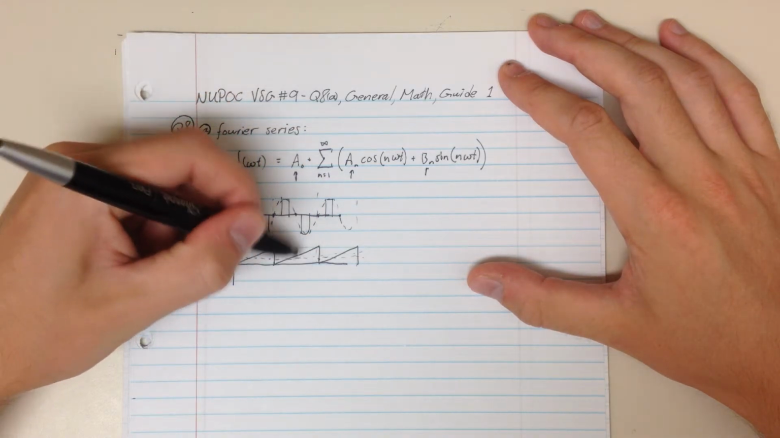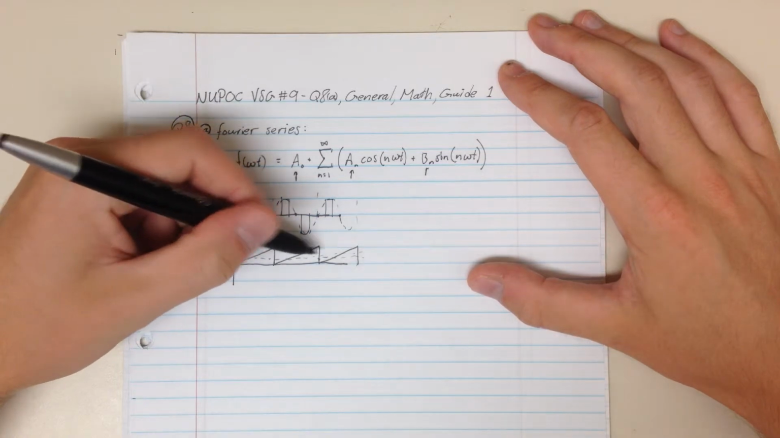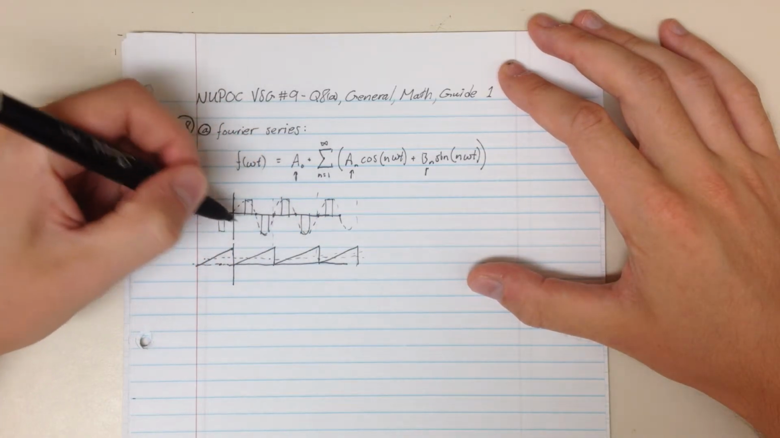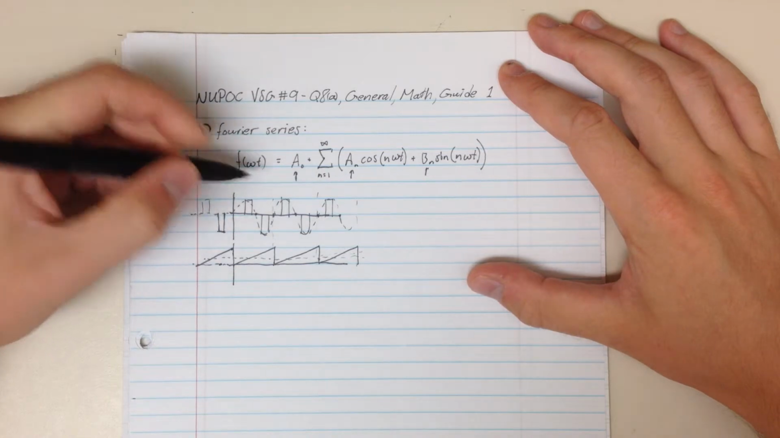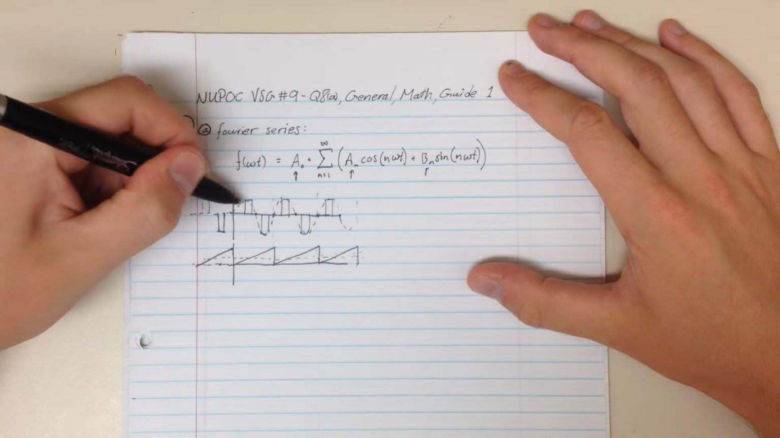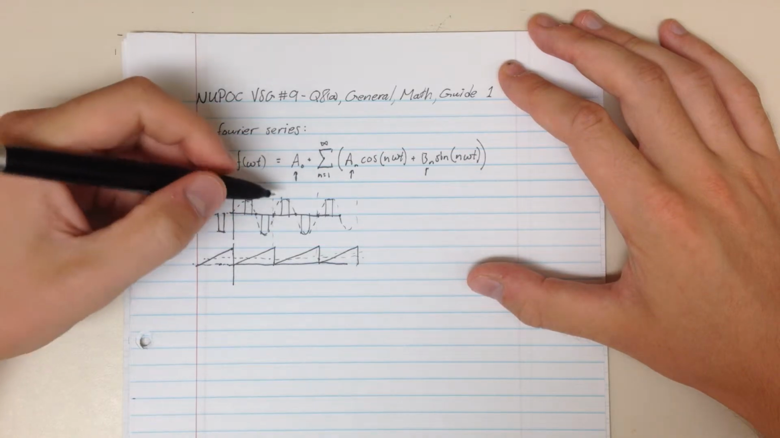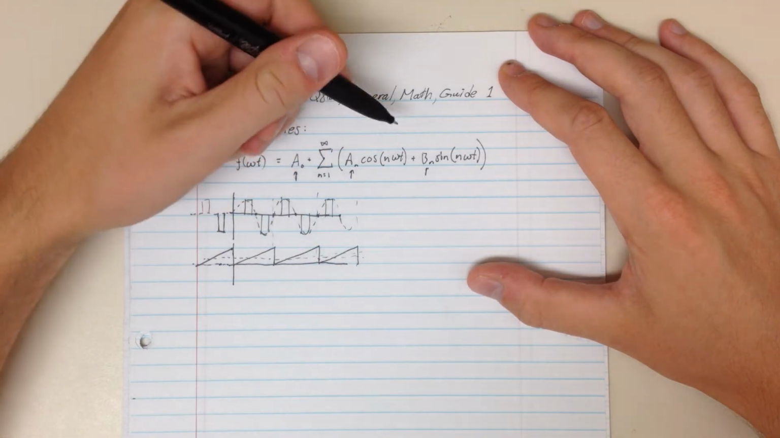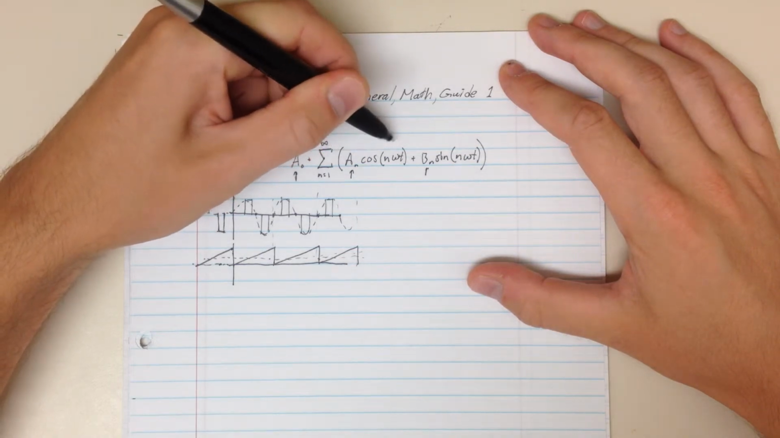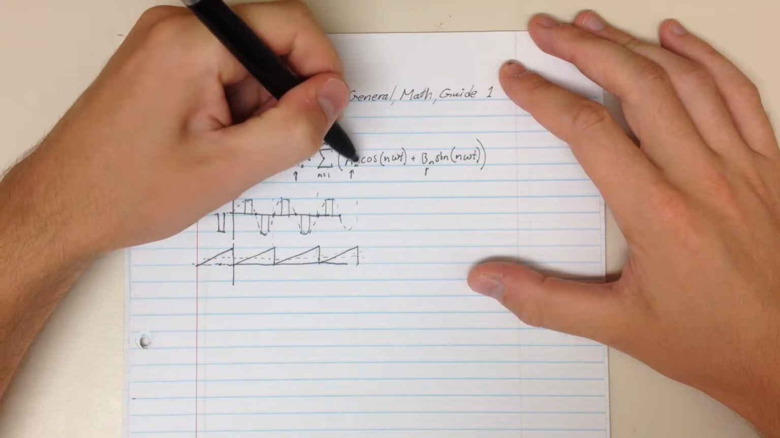But you can see that it has a non-zero A0, so it has an average value. Also note that this function here has odd symmetry. f of x equals minus f of minus x, okay? So there's no way that we would have any even symmetry functions representing it. So we will have no ANs.